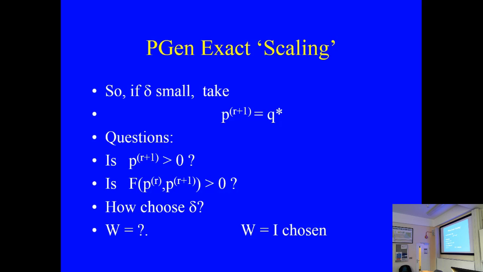But there are questions which I haven't resolved. Is it always guaranteed that PR plus 1 will be positive? Is the directional derivative of PR in the direction of PR plus 1 positive? And how to choose delta? There's the matrix W that I introduced, and what we now do is that has been taken to be the identity matrix.